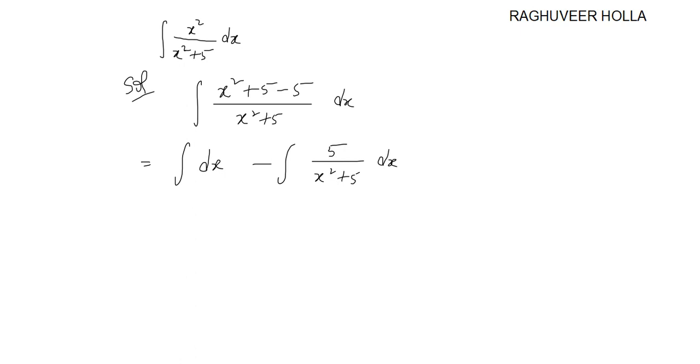Now this is x minus 5. Now the integral of 1 by x square plus a square can be written as 5 divided by root 5, root 5, and then tan inverse of x by a, which is root 5 here, plus c. So this is the solution of the integral.